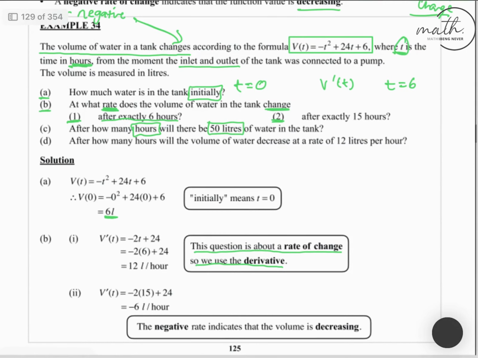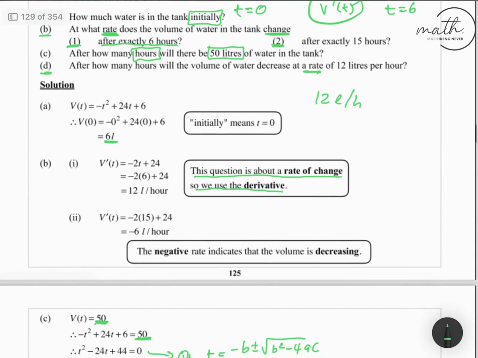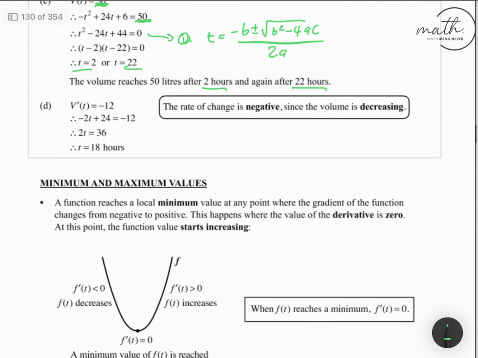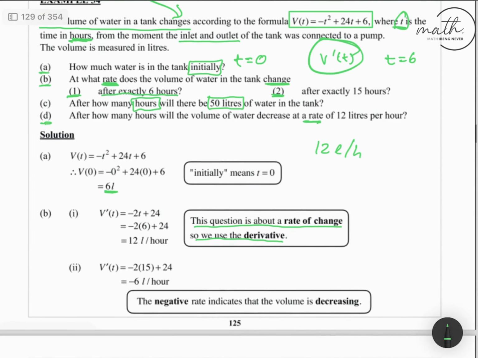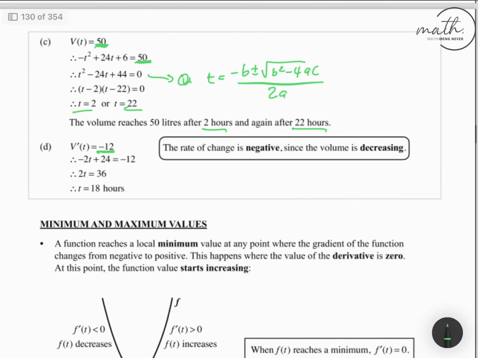D, after how many hours will the volume of the water decrease at the rate of 12? So they gave you the rate. They say the rate is 12 liters per hour. So they gave you the first derivative. They want you to find the time when the first derivative equals that. So as you can see, they gave you that, and decrease. In this case, be careful. When you say decrease, that means the rate is negative. Exactly, the rate of change is negative since the volume is decreasing. So you just have to put negative 12 and then solve for t, and then you're going to get 18 hours. I'll stop there.